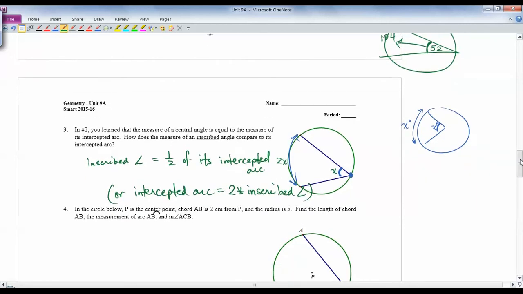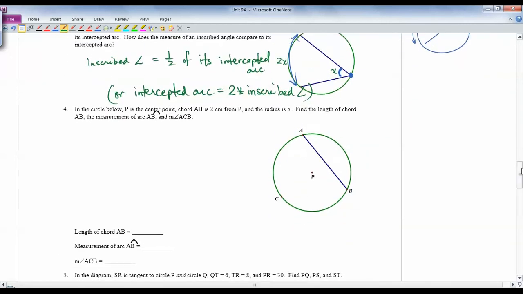All right, so let's take a look at 4. And again, I don't know why the arc symbol got moved over, but these should be over the letters. Okay, so P is the center. Chord AB is 2 centimeters from P. So the way we draw that in is you want to draw the shortest segment possible and say that's 2 centimeters. And if it's the shortest distance, then it's got to form right angles. So that's useful. Radius is 5.